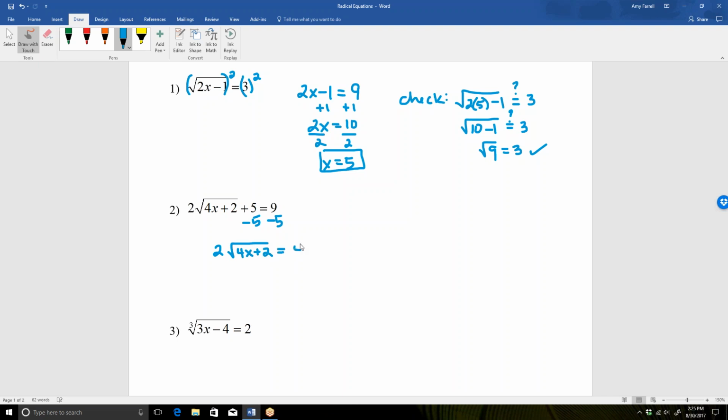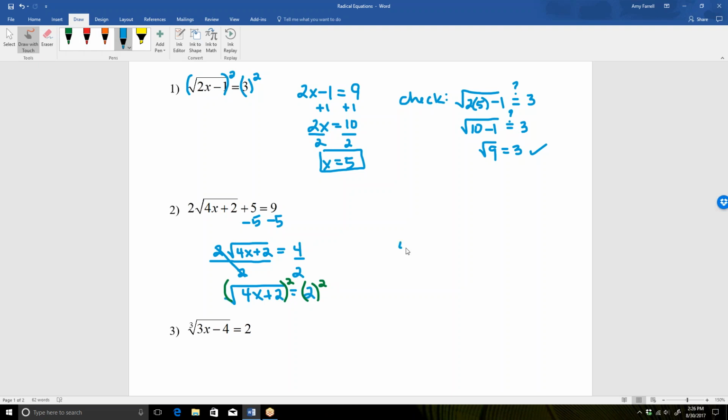When I subtract 5 from both sides, 9 minus 5 is 4. And then I'll divide both sides of the equation by 2. And I have now the square root of 4x minus 2 equals 2. Now we're back to the same type of problem as number 1. I've isolated the square root. Now I'm going to square both sides to finish solving this equation.